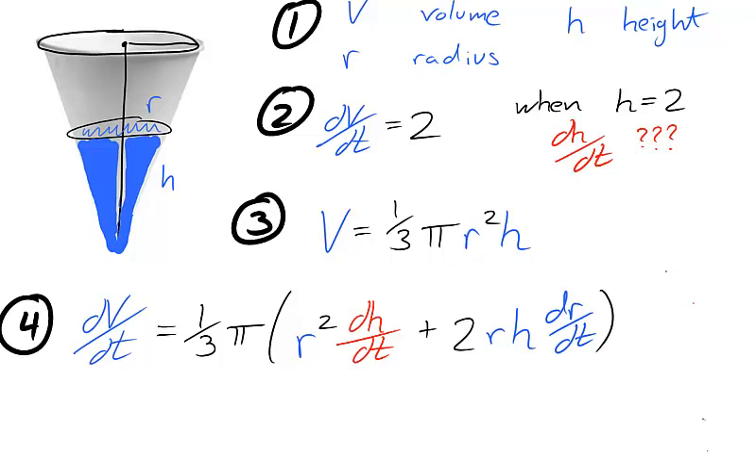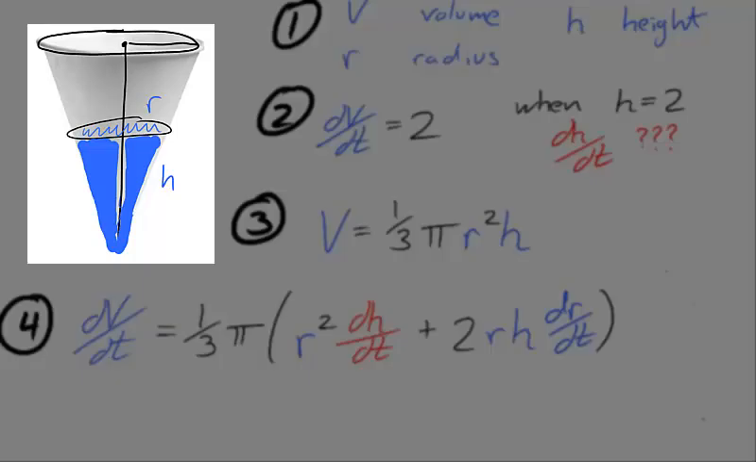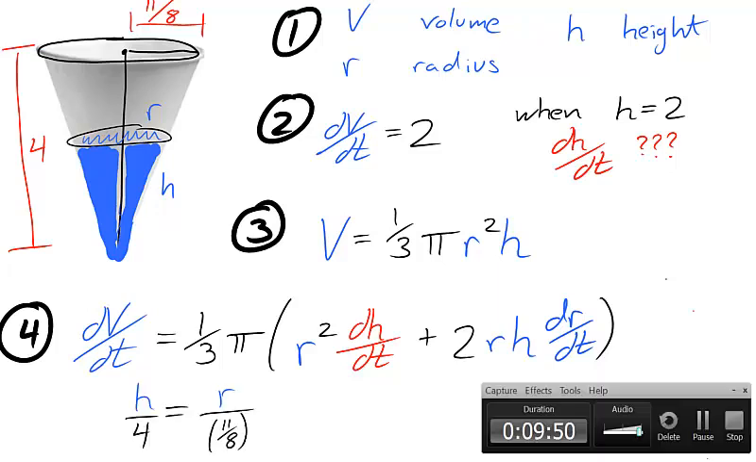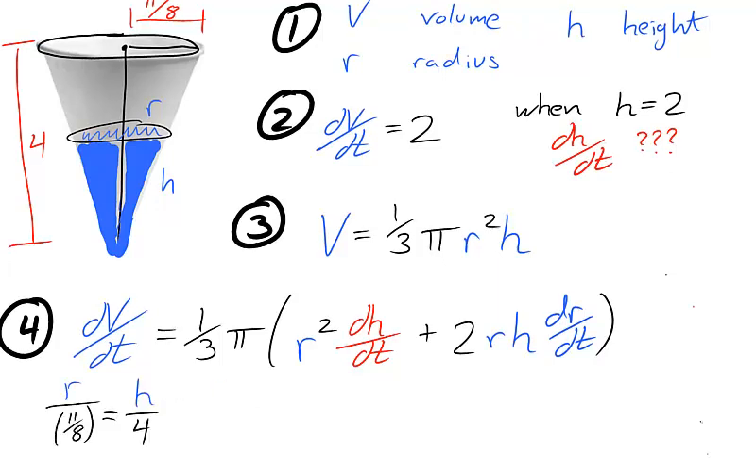A cone can be formed by rotating a right triangle 360 degrees through its base. Notice the right triangle that r and h make. The triangle of the water is similar to the triangle of the cup, and the triangle of the cup has side length 4 and 11/8. We can use this similarity to find the relation r over 11/8 is equal to h over 4. Cleaning that up, we obtain r is equal to 11/32 times h.